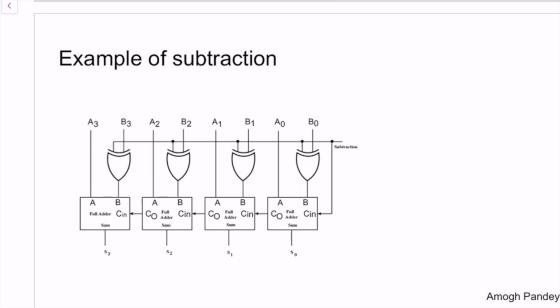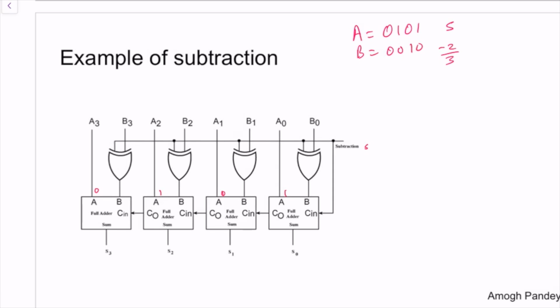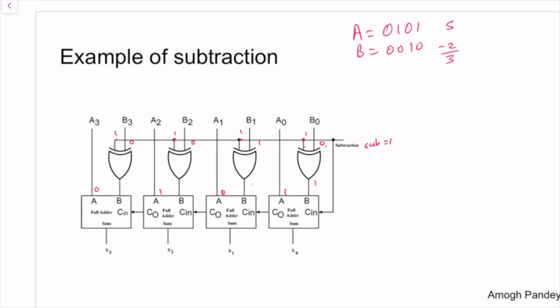Alright, now let's work an example. Let's say that our A is equal to 0101, and B is equal to 0010, which is 5 minus 2, which should give us a 3. So we have 0101 going straight into the full adder, and obviously we have to have a sub equal to 1, and we have our B's equal to 0010. So the output of the XOR gate is now going to be what? Starting from right to left, we have a 0 and a 1, so it's going to be 1. We have a 1 and a 1, it's going to be 0. 0 and 1 is going to be 1, and 0 and 1 is going to be 1. And we have a Cn into the first full adder equal to 1.